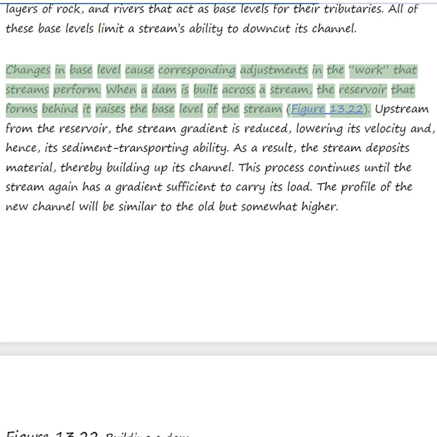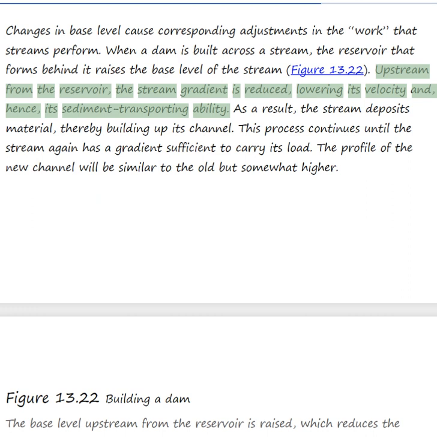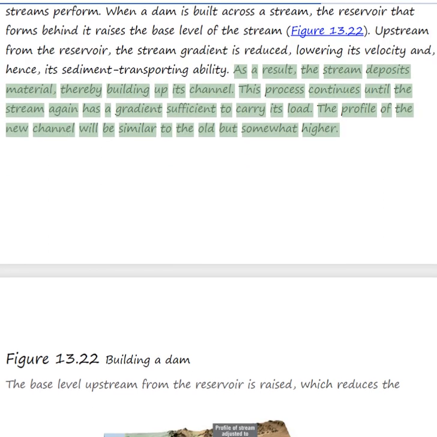When a dam is built across a stream, the reservoir that forms behind it raises the base level of the stream. Upstream from the reservoir, the stream gradient is reduced, lowering its velocity and, hence, its sediment transporting ability. As a result, the stream deposits material, thereby building up its channel. This process continues until the stream again has a gradient sufficient to carry its load. The profile of the new channel will be similar to the old but somewhat higher.